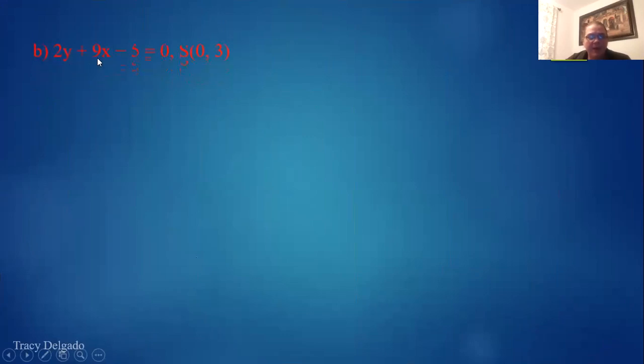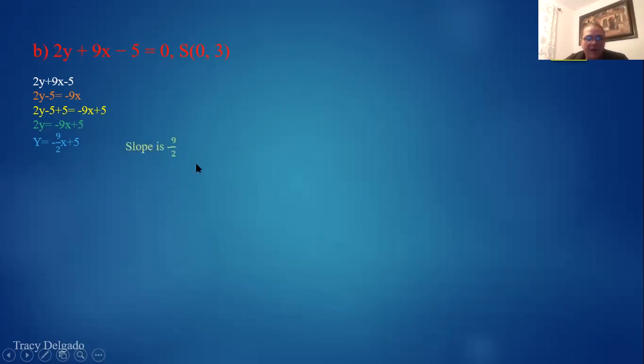This next one, we have 2y plus 9x minus 5 equals 0. And the point is 0 and 3. We have 2y plus 9x minus 5. And we're trying to isolate the y on the left. 2y minus 5 equals -9x. 2y minus 5 plus 5 equals 9x plus 5. And as you can see right here, whatever you do on the left side, you must do on the right side. 2y equals -9x plus 5. And then finally, we have y equals -9/2x plus 5. So our slope is the -9/2.